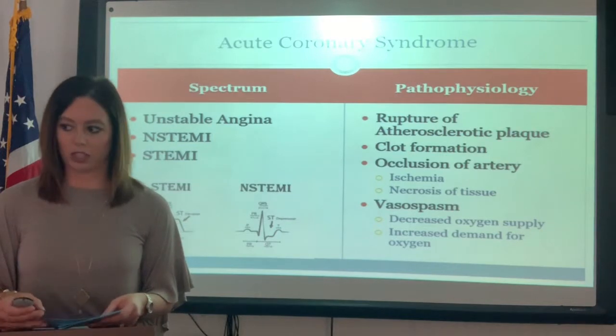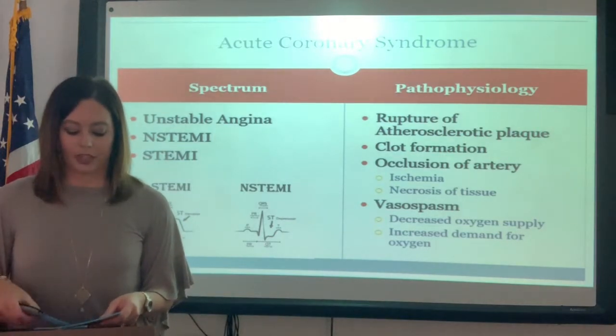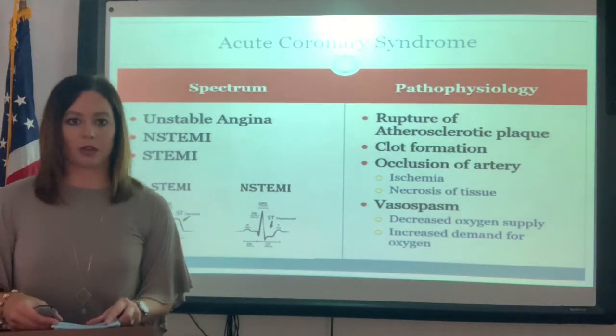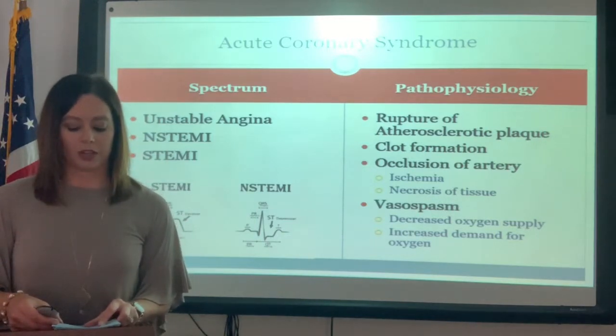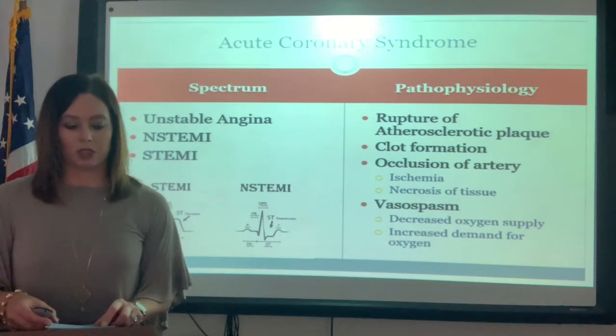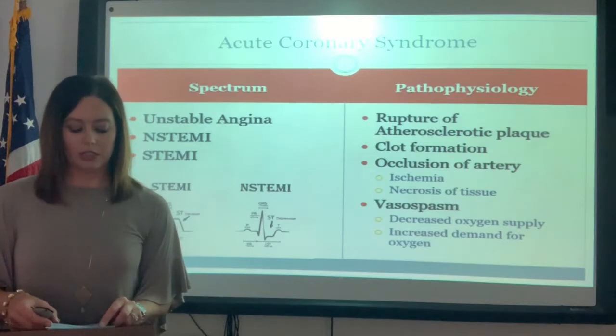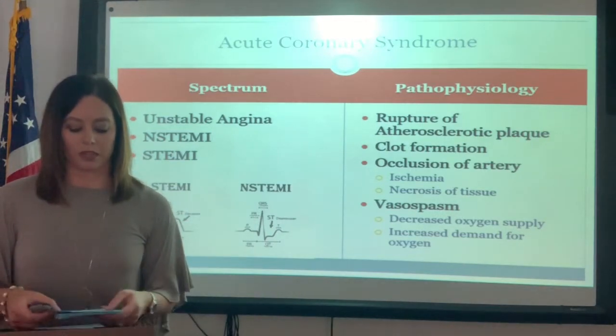The pathophysiology behind acute coronary syndrome starts with plaque rupture and thrombus formation, which results in complete occlusion of an artery. This can lead to ischemia and necrosis of the myocardium. Other causes of acute coronary syndrome include vasospasms, which is a sudden constriction or narrowing of a coronary artery, decreased oxygen supply from blood loss or decreased blood pressure, and increased demand for oxygen.